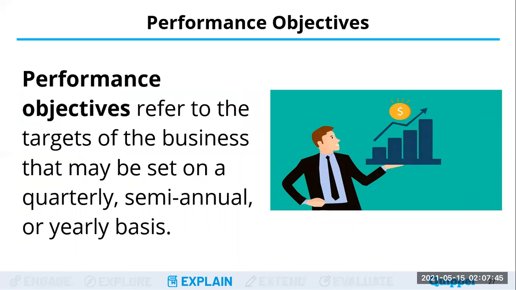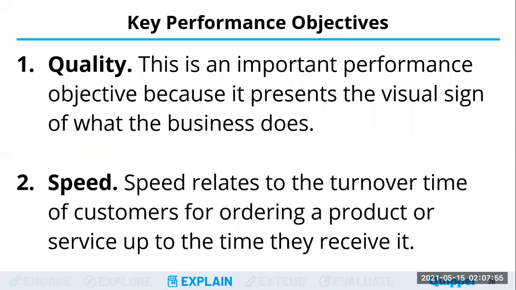Performance objectives refer to the targets of the business that may be set on a quarterly, semi-annual, or yearly basis. Yan. So, key performance objectives: first is quality. This is an important performance objective because it presents the visual sign of what the business does. Speed relates to the turnover time from the customer ordering a product or service up to the time they receive it.